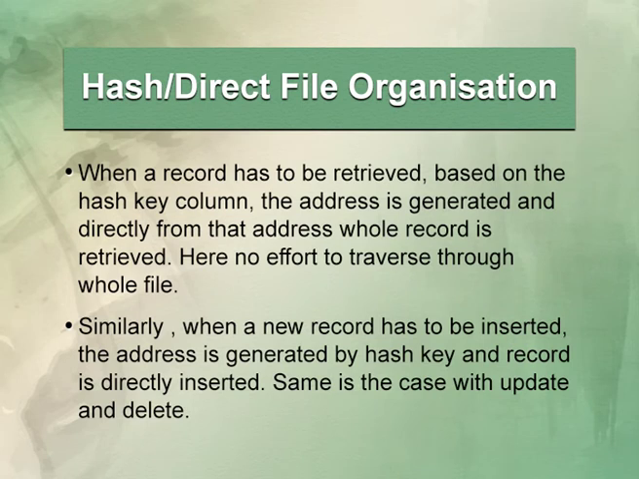So, when a record has to be retrieved based on the hash key column, the address is generated and directly from the address the whole record is retrieved. Similarly, when a record has to be inserted, the address is generated by the hash key and the record is directly inserted. Same is the case with the update and delete functions also.